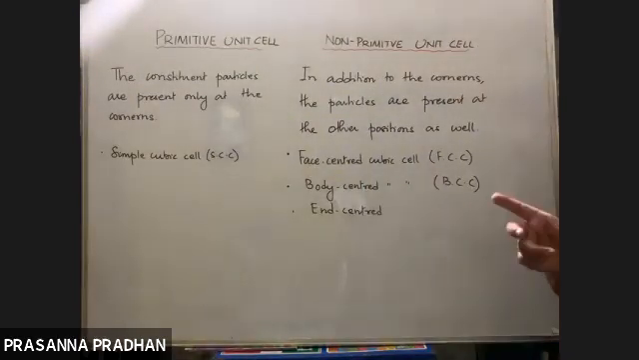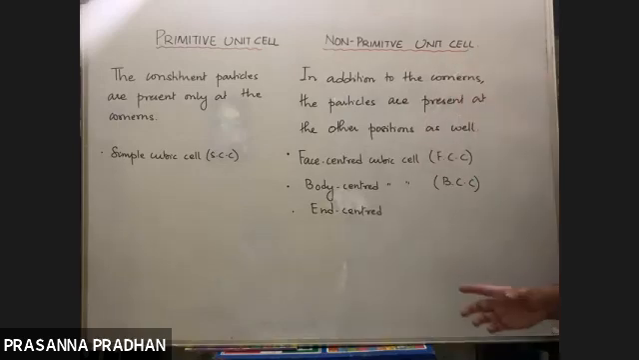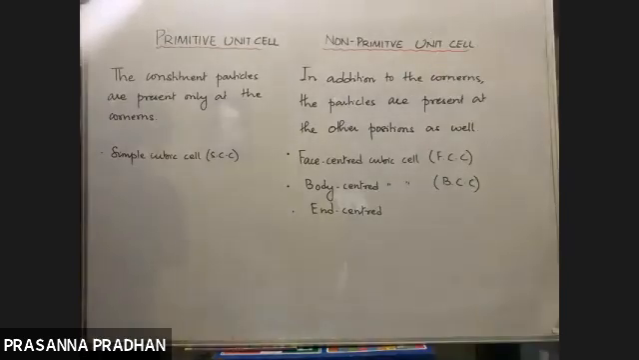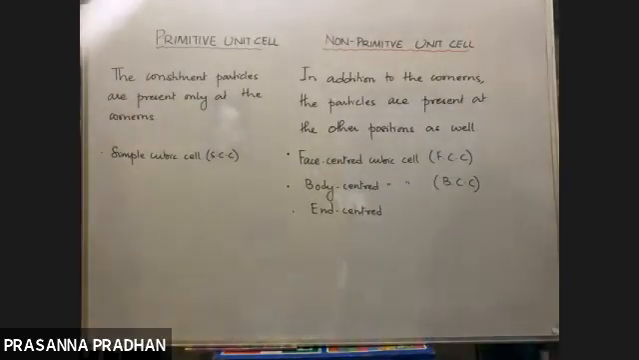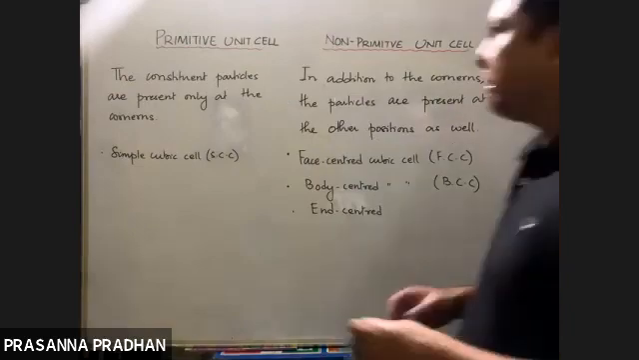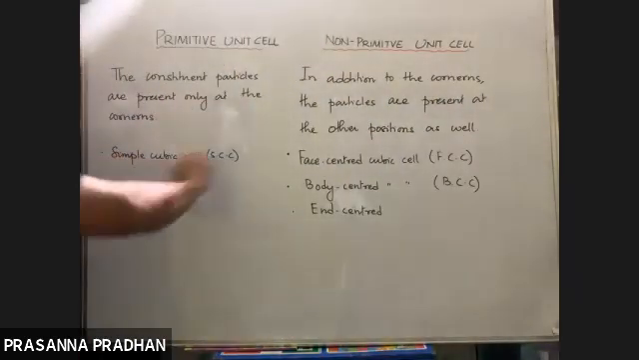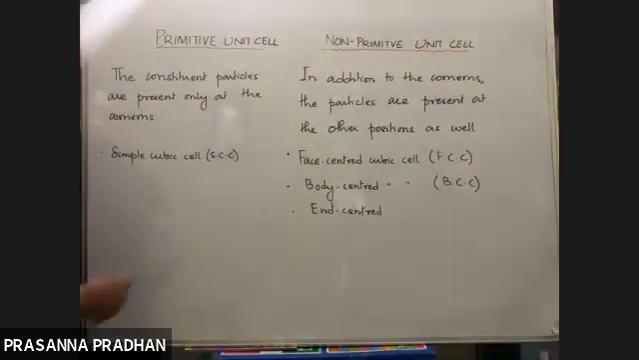So simple classification on the basis of positions of particles. Primitive में the particles are present only at the 8 corners. Non-primitive में in addition to the corners, the particles are present at the other positions as well. So these are the classifications. Since you have done it already in your school, it will be easier for us to understand. Now I'm going to draw all these 4 types of unit cells.